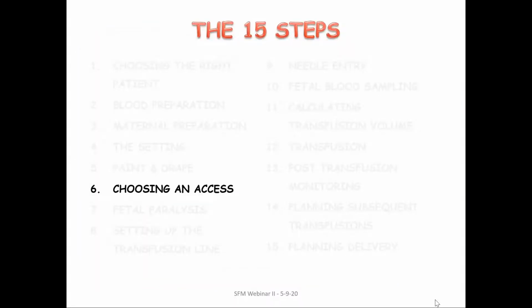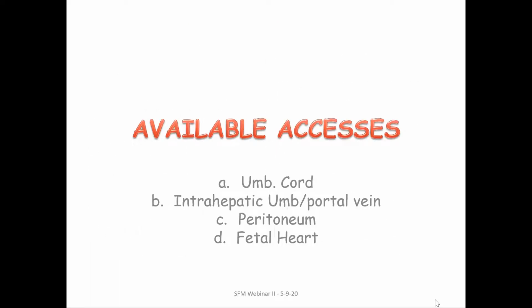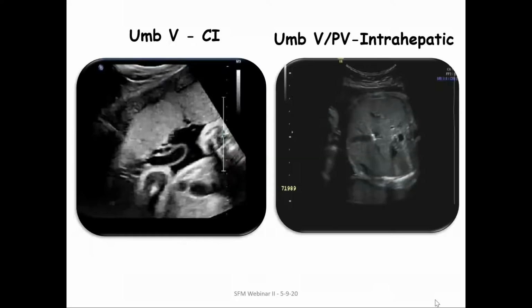And then comes the most important step of choosing the right axis, because this is a very, very important step. If your axis goes wrong, then the whole procedure goes wrong. So take your time and choose your axis. You have 4 options to choose from. You could do an intrafunicular transfusion, where you transfuse into the umbilical cord, preferably into the umbilical vein. You could transfuse into the intrahepatic portion of the umbilical or the portal veins. In some cases, you might need to give an intraperitoneal transfusion, and very, very rarely, you may need to transfuse directly into the fetal heart.